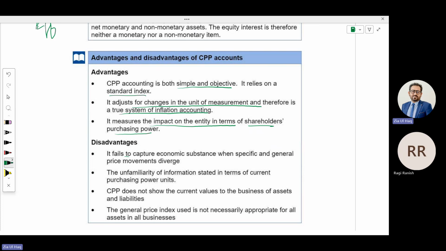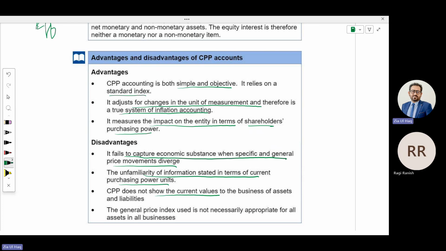But there are some disadvantages. It fails to capture economic substance when specific and general price movements diverge. Economic substance, economic reality. I mean, it is not considering the economic reality. So inflation happens differently in different industries. Exactly. Another is the unfamiliarity of information stated in terms of current purchasing power, meaning inflation information. If you are not getting it correctly, ultimately the figure will be different.